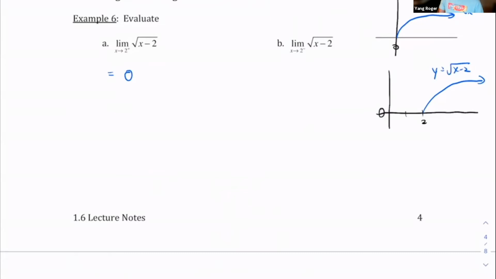Now let's say we approach 2 from the negative side. If I approach 2 from the negative side, I'm coming this way. So can you guys see that the function's not defined here? So the limit doesn't exist. So when I come this way, the whole time, it looks like my limit does not exist. Okay. So that's what I mean by just using a one-sided limit. You're really worrying about the domain.